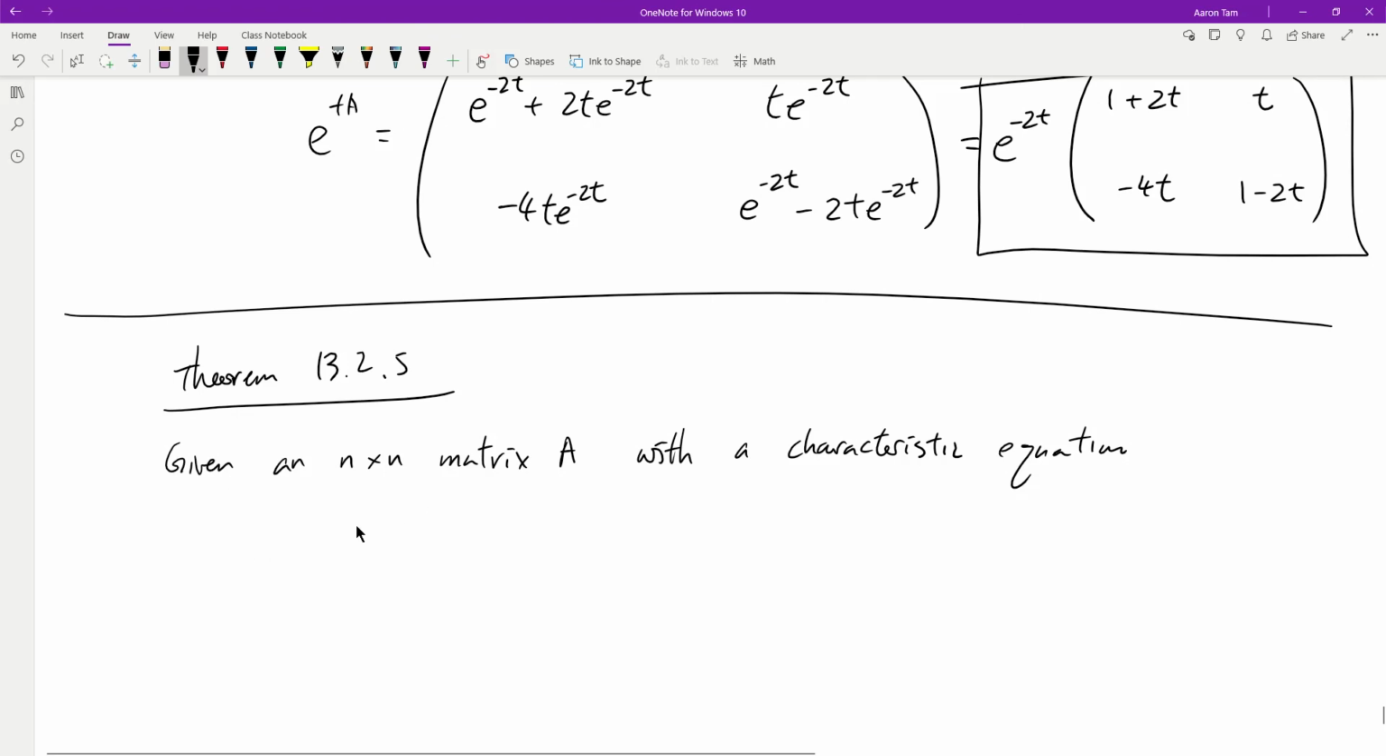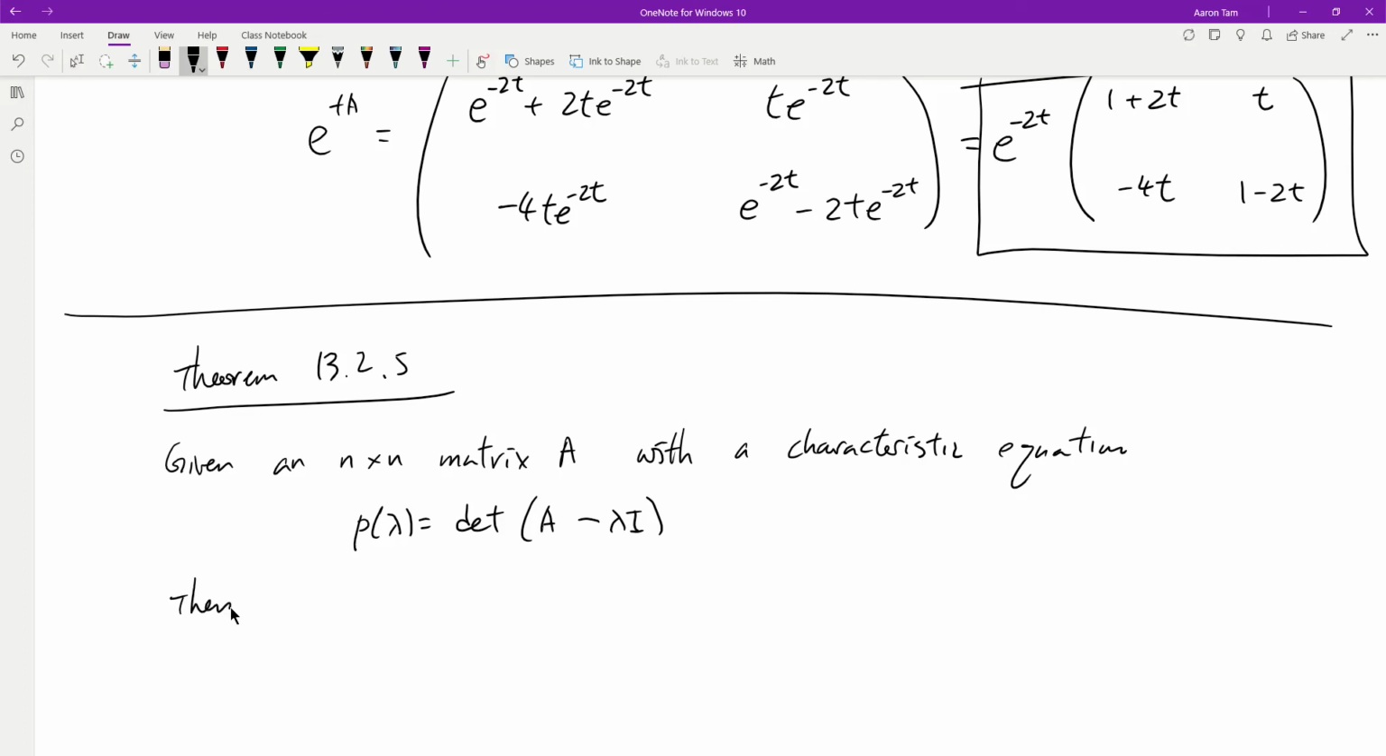With a characteristic equation P of lambda equal to the determinant of A minus lambda I, which is equal to 0. Well, actually, I'm not going to set it equal to 0, but that would be the characteristic equation, which is basically the determinant of A minus lambda I. That's what we use to solve for lambda, which is the eigenvalue. Then the tricky part is the following.